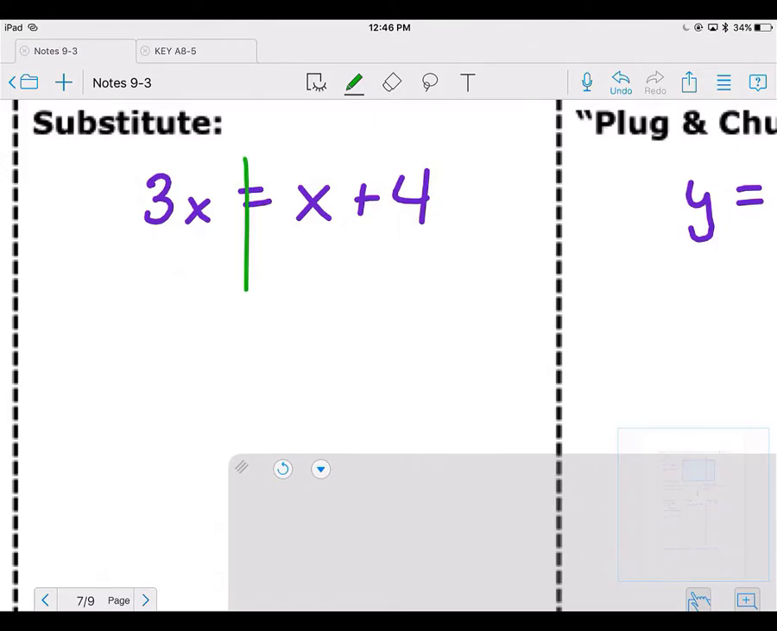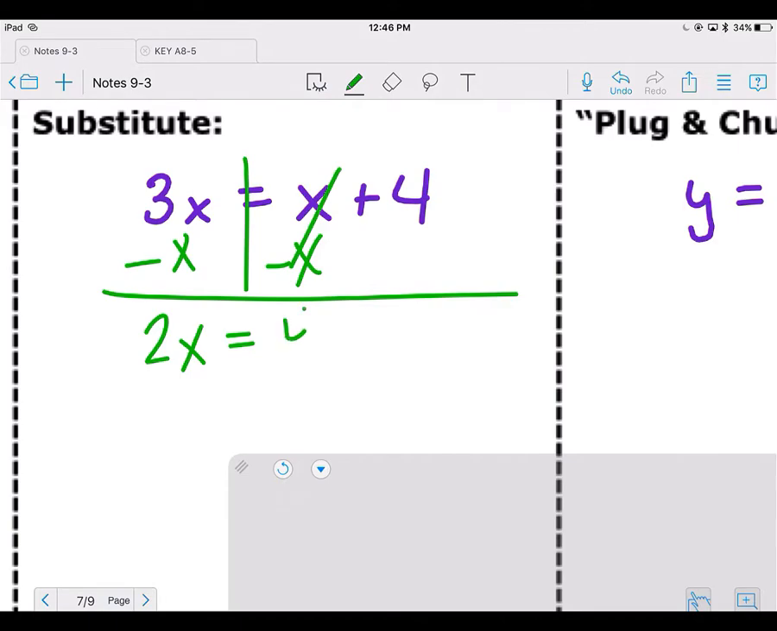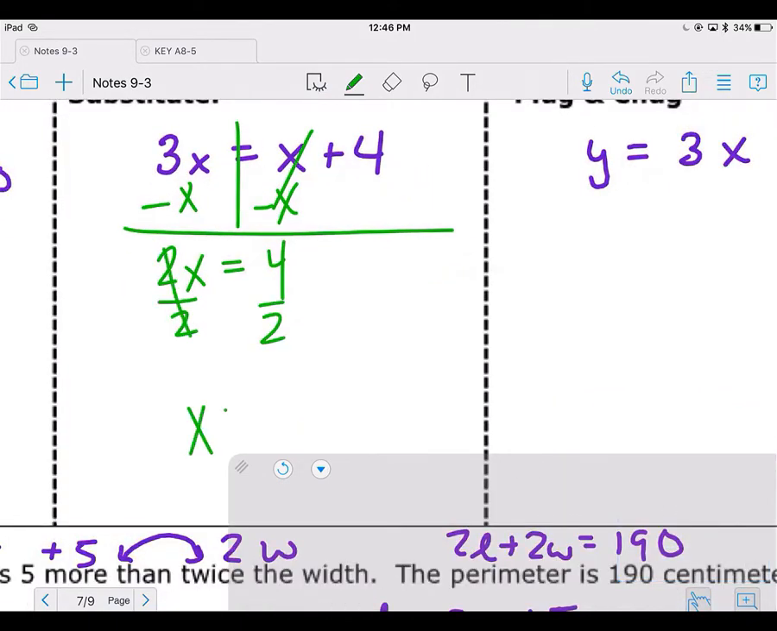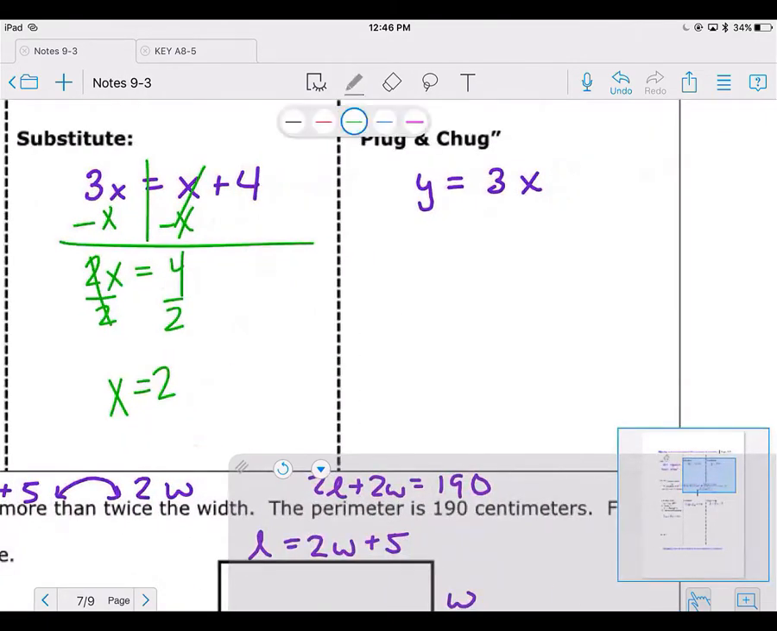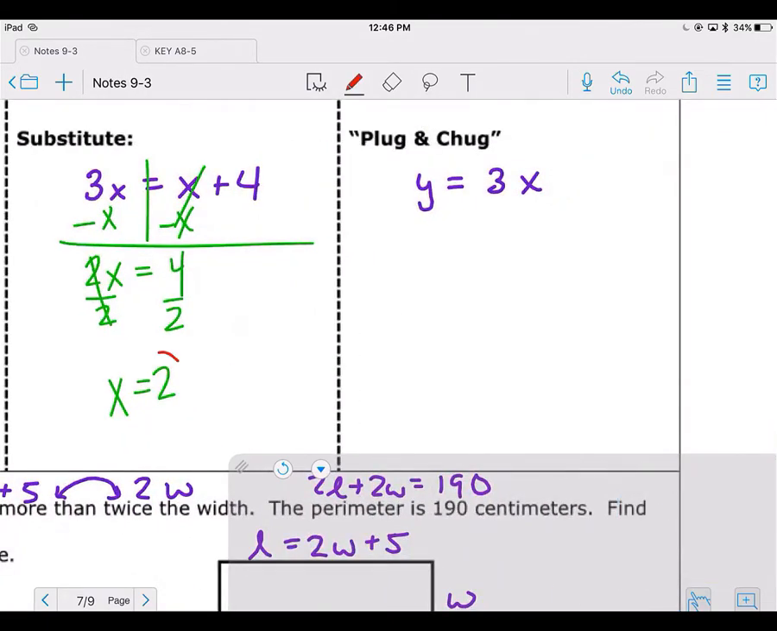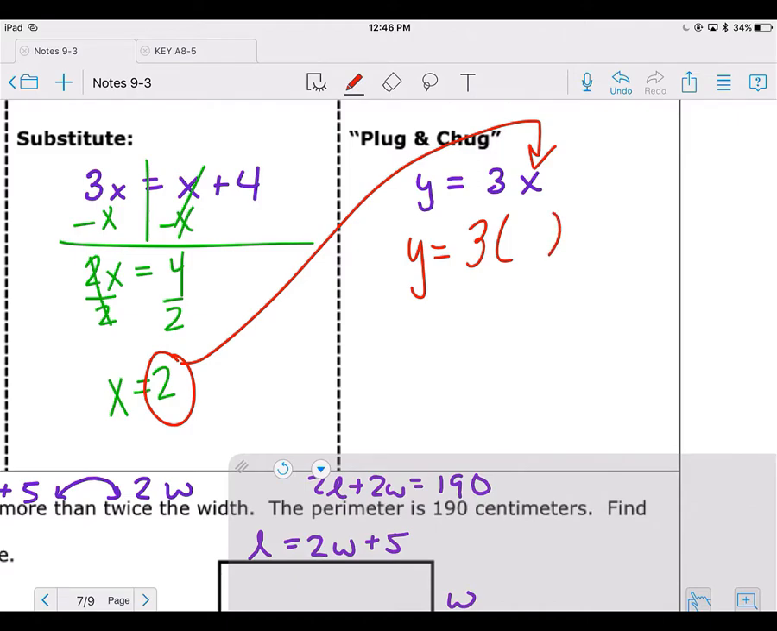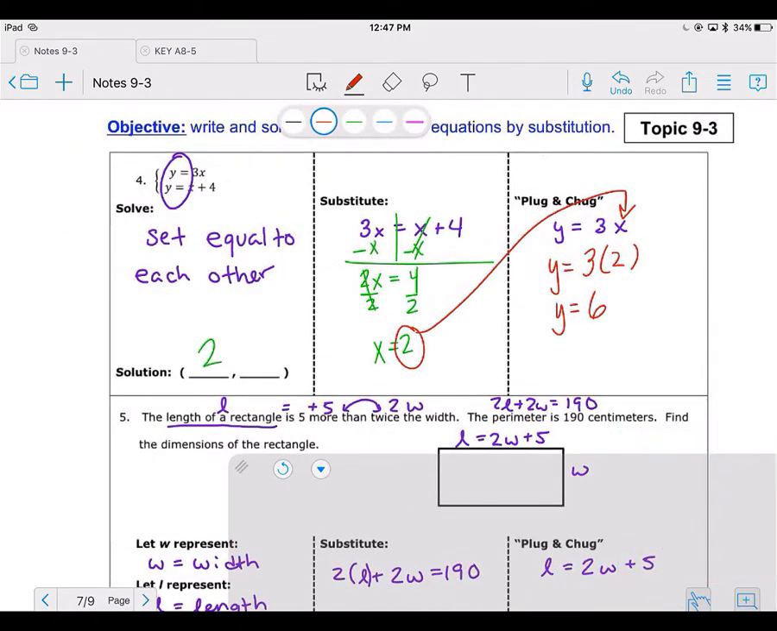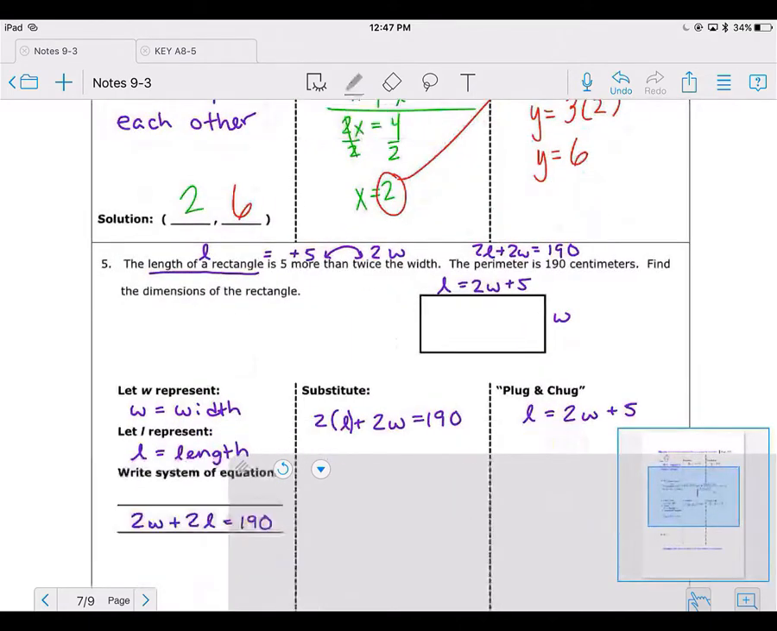From here, all we have to do is solve for x, so we subtract x from both sides and get that 2x equals 4. Divide both sides by 2, and x equals 2. Once I know the value of x, I can solve for y. I know that y is 3 times the value of x. I know the value of x is 2, so y would be 3 times the value of 2, which is 6. So my solution, x is 2, y is 6.